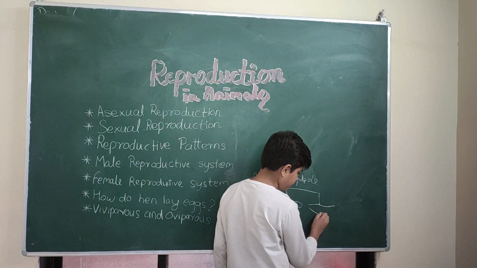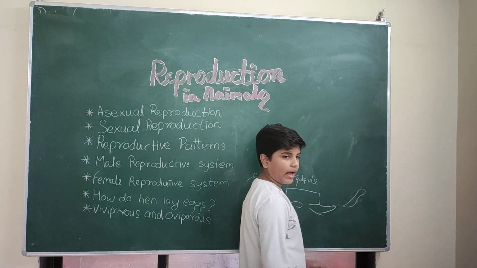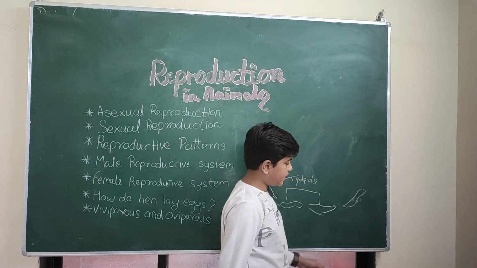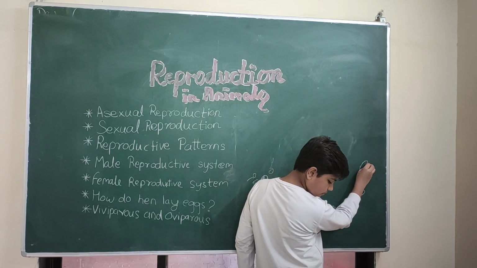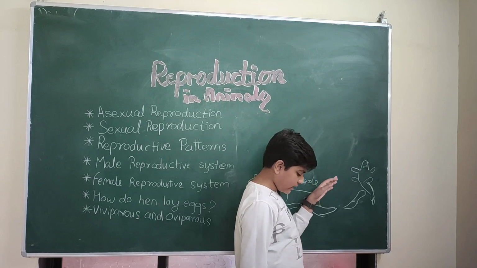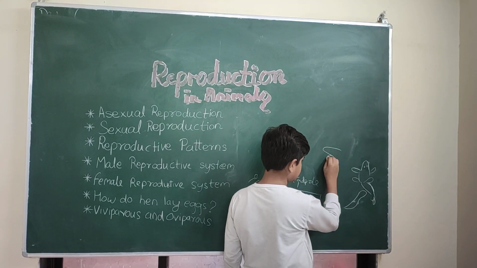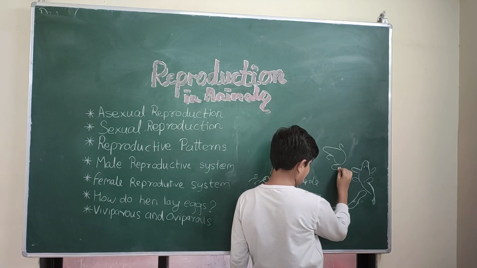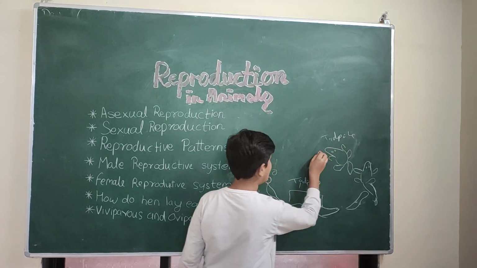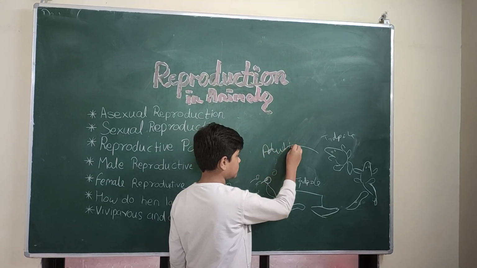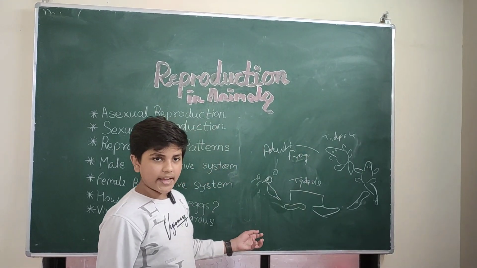After the tadpole, this life cycle changes. The tadpole breaks through its legs. Then after that, this is a frog. The lungs start to breathe. Then a tadpole frog is formed. This is the tadpole frog. Then after that, the adult frog is formed.